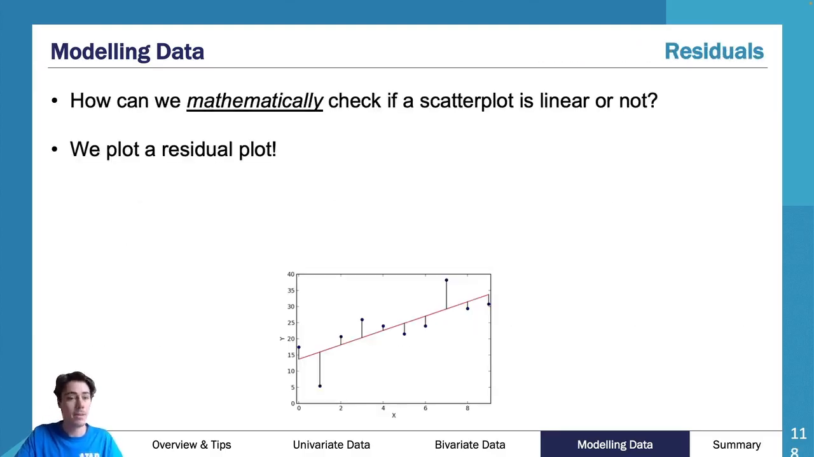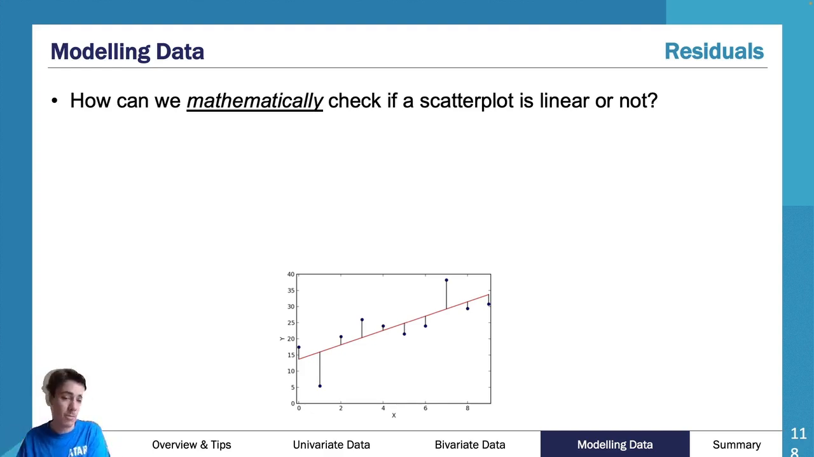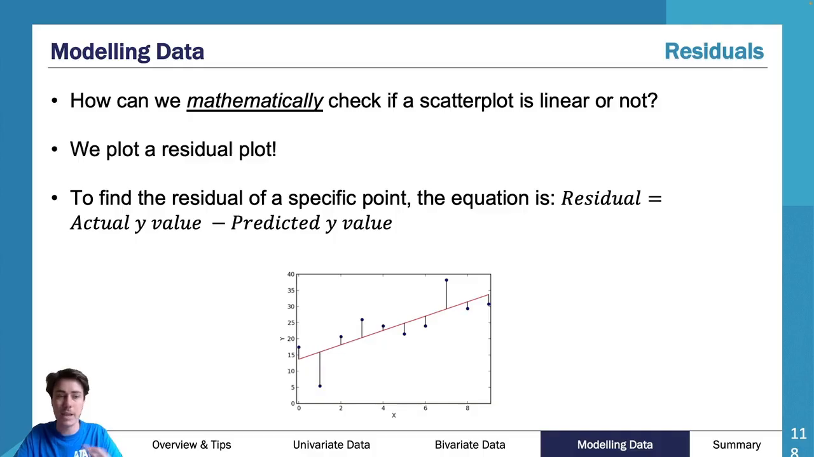Now, how can we mathematically check? The next point, which builds on what we've just been looking at: how do we check if my scatter plot is actually truly linear and I can actually use it for a prediction? Well, we talked about residuals earlier and how we want to minimize those residuals. We can actually plot the residuals on a graph. And what we do is we take our actual y value and we take it away from our predicted y value. So we take it away from our line of best fit and we get residuals. And then we plot those on a graph.